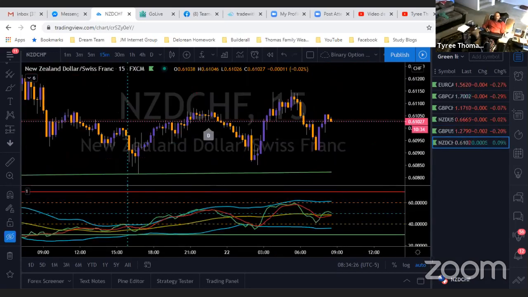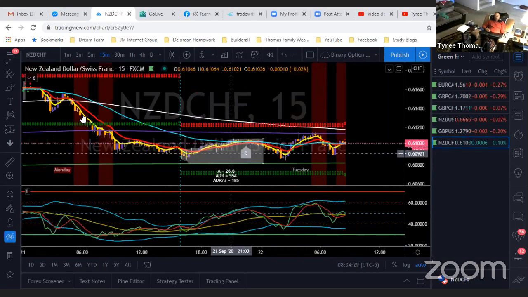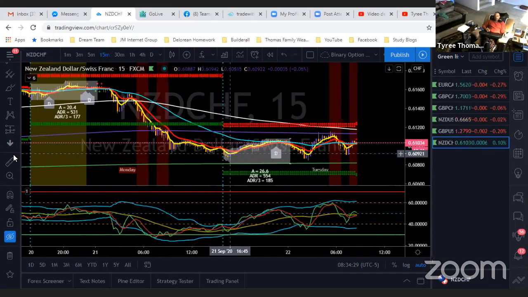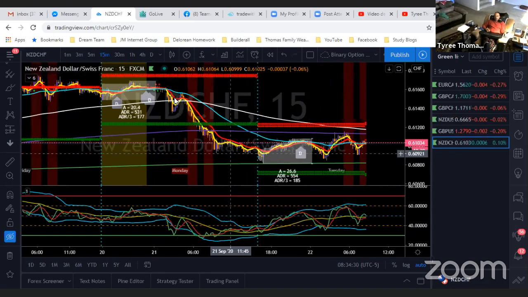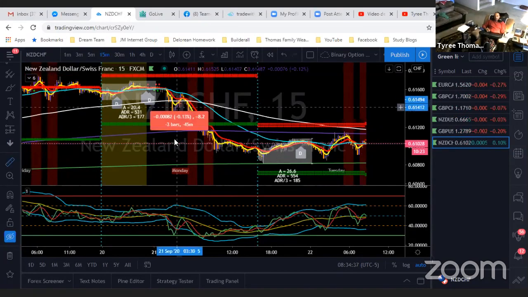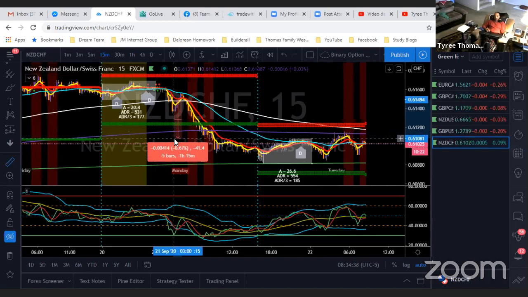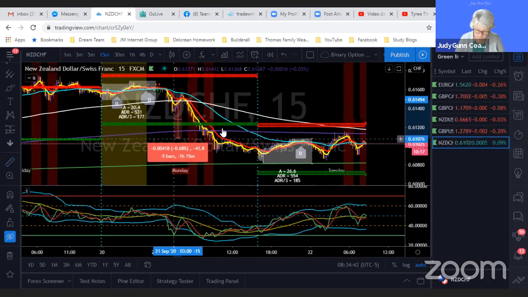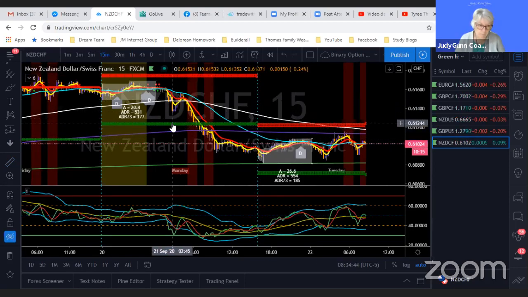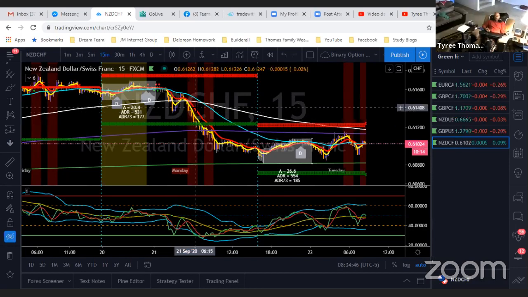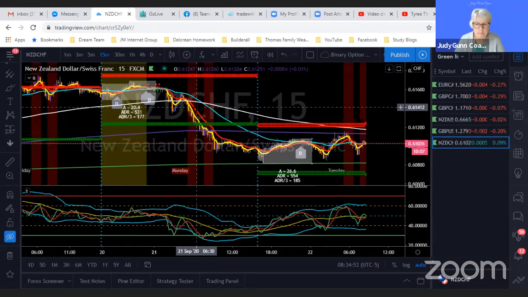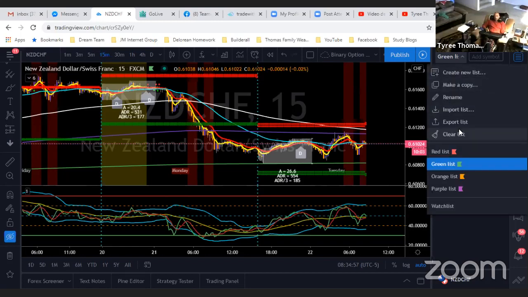Same thing with this NZDCHF. It dropped yesterday, and it crossed right there. How many pips did it give out yesterday going down to the Asian range? 41. So as you can see, understanding these trades, you would have gotten at least 50 to 100 pips yesterday. You agree or disagree? Okay. So the last list we go to would be the orange list.